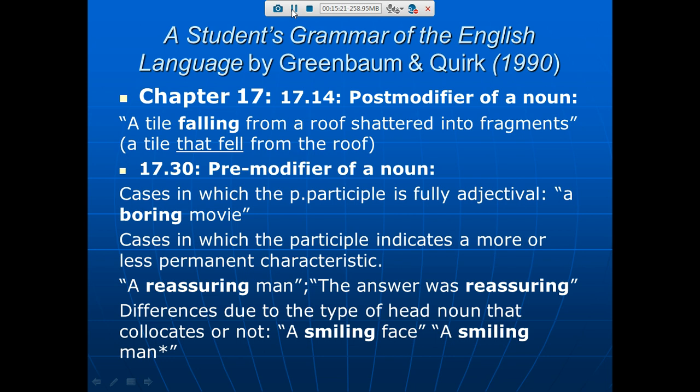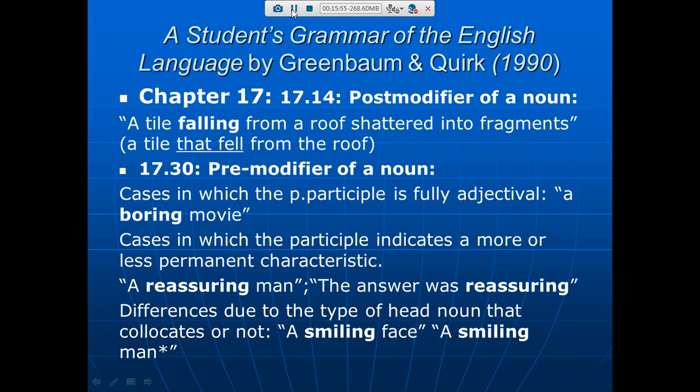And in 17.30, they make an interesting analysis of cases in which the ing form is functioning as a full adjective, is fully adjectival, like a boring movie, and they speak of the fact that in order to decide that the ing form is fully adjectival, they pay attention to whether the form as an adjective is gradable or non-gradable. For example, a boring movie, a very boring movie, this movie was as boring as this other one.